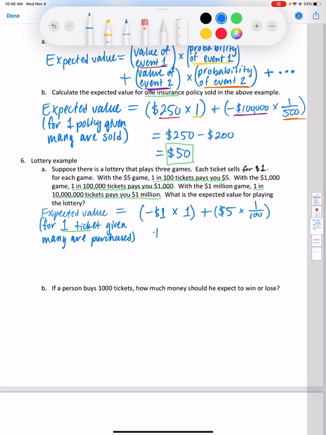The next type of ticket is the $1,000 game. So you could win $1,000. To you, that's positive $1,000. But the chances are 1 in 100,000 tickets will have that. Now I'm going to add on the $1 million game. You have $1 million that you could win, positive to you, but there's a 1 in 10 million chance of getting it.